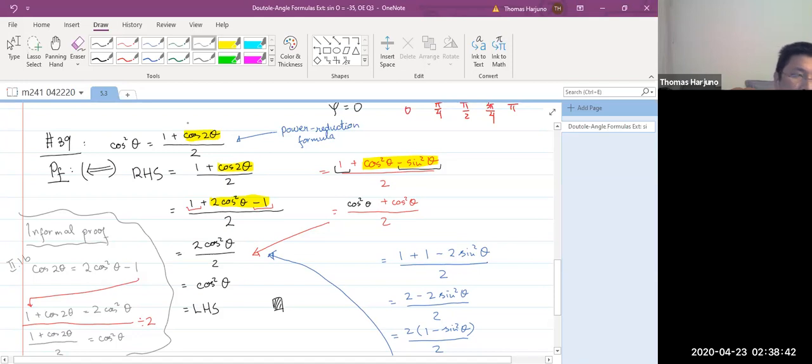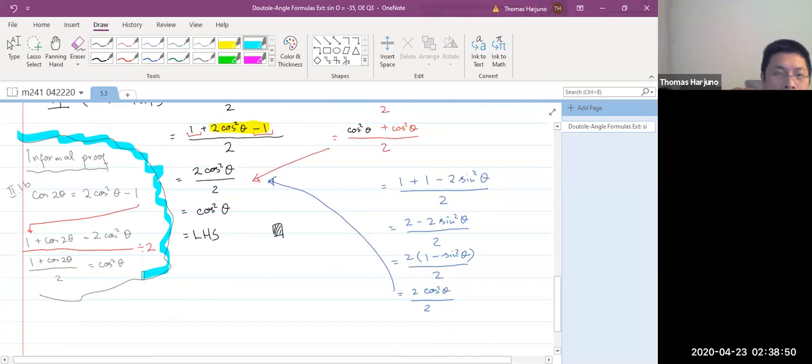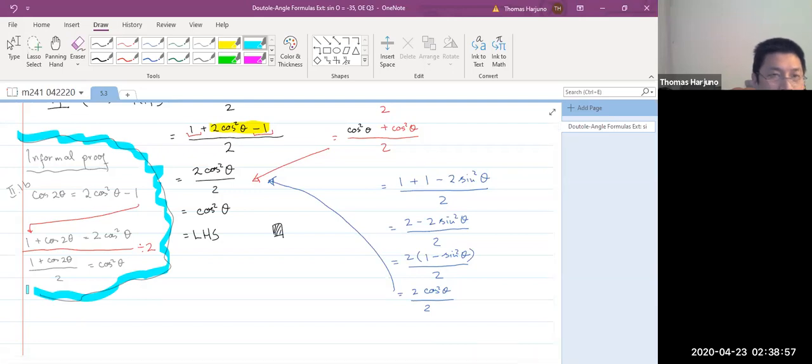Now, if you are able to memorize how this informal proof is played, it may be beneficial for you to have some idea about this power reduction formula. We use this a lot in calculus 2. Now, number 40.